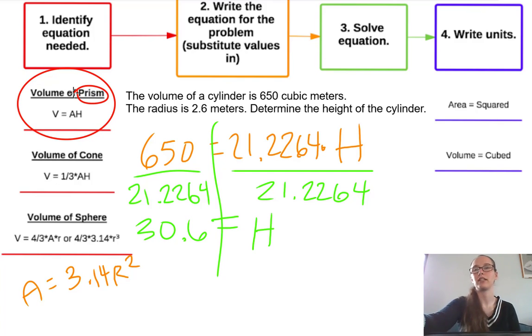And then I have to write it in units. Well, height is not area and it's not volume. And height is just the distance. So it's 30.6 meters.